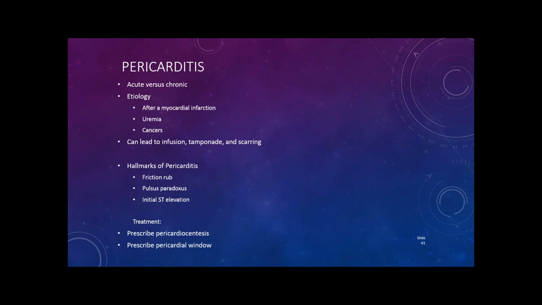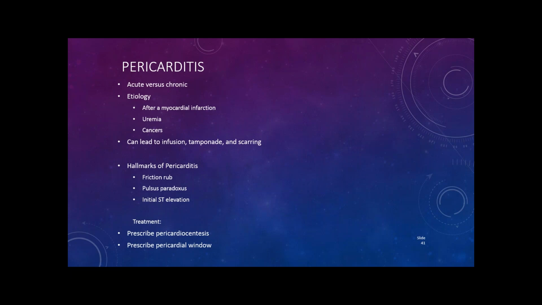Etiology, well, that's the cause. Sometimes an MI causes it. High levels of uric acid causing uremia can cause pericarditis. And even some cancers will help cause pericarditis. Please remember, pericarditis can lead to some kind of pericardial effusion causing tamponade and even scarring. Okay? With tamponade and scarring, we reduce the heart's ability to stretch.